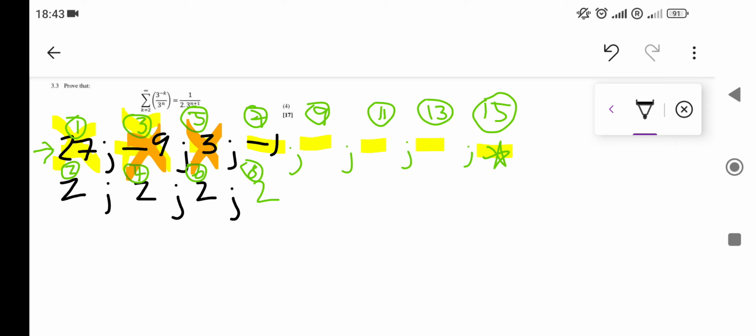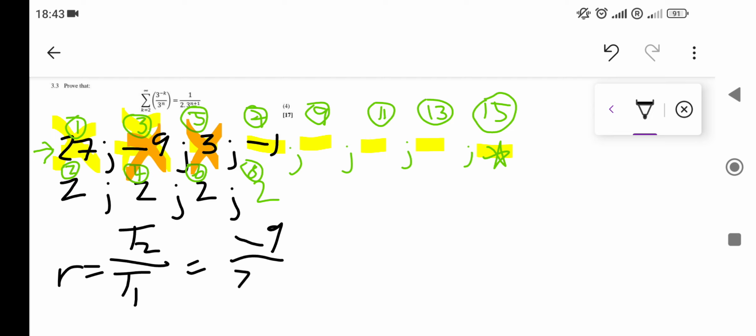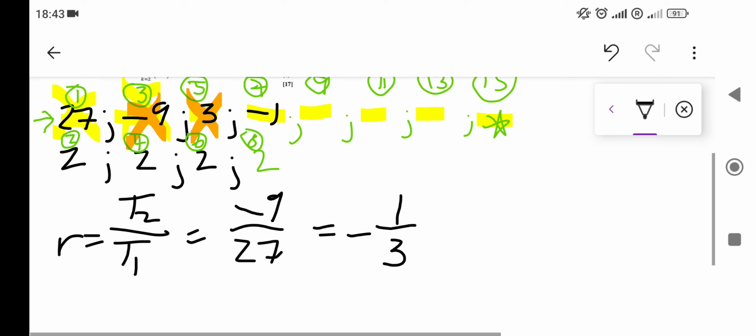So in order to find geometric, we need to find r, and we know how do you get r? You always know it is term 2 divided by term 1. So arithmetic, consecutive terms second minus first. Geometric, consecutive terms second divided by first, right? So I'm going to take my negative 9, and I'm going to divide this with my 27, and that's going to give me a negative 1 over 3.